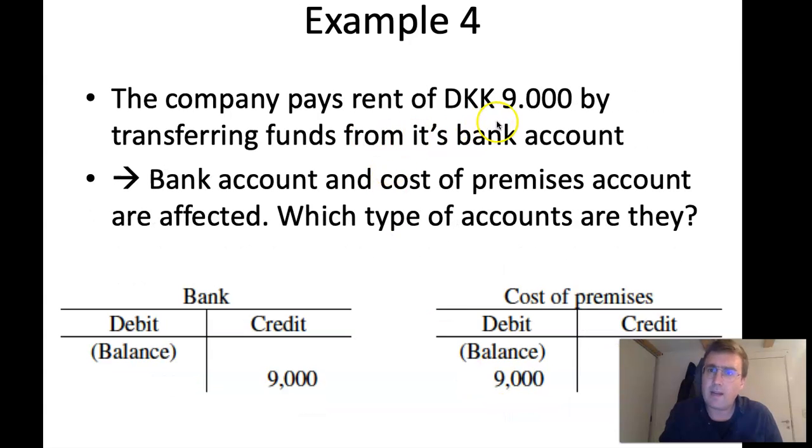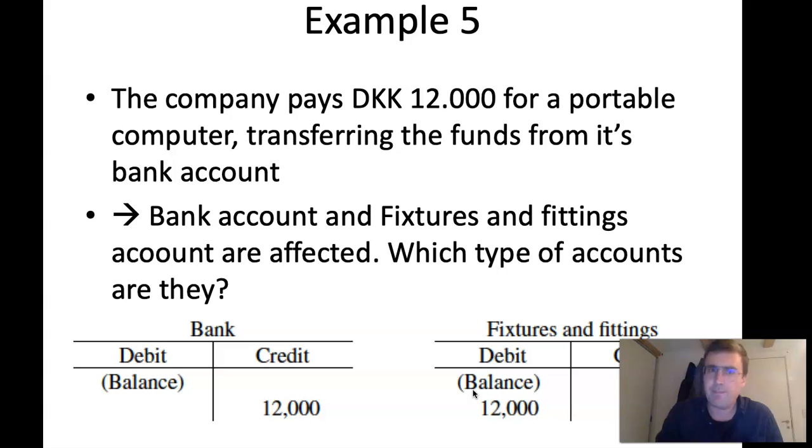Example 4. The company pays rent of 9,000 by transferring funds from its bank account. See the bank account here, you credit 9,000 because you take money from that. Cost of premises, you debit 9,000 here because that's transferred to this.